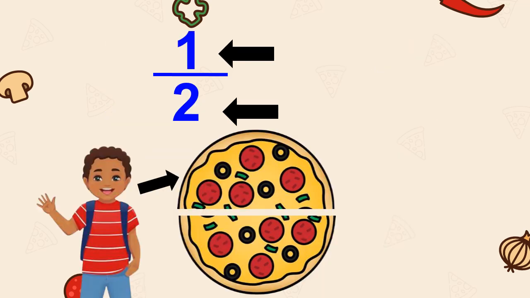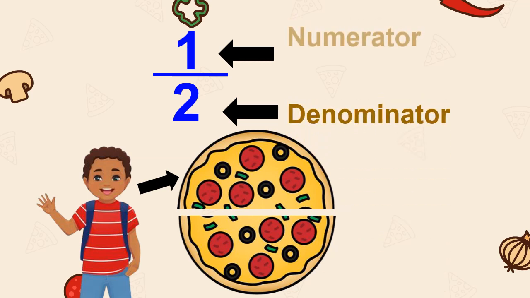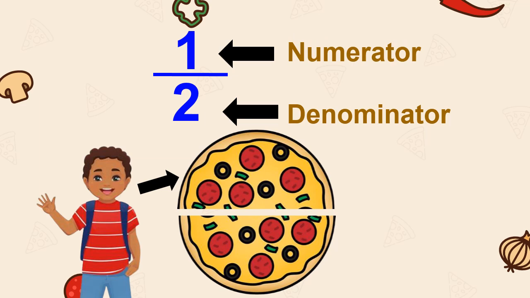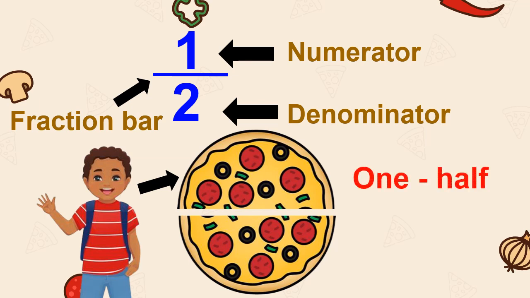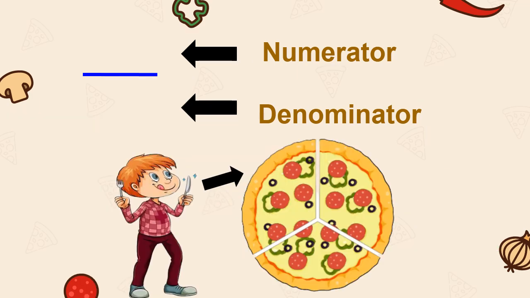The bottom number of a fraction is called the denominator and the top number of a fraction is called the numerator, and the line between the two numbers is called the fraction bar. So we can call this fraction 1 half or we can say 1 over 2. Let's say there is another pizza and this pizza has a total of 3 parts. So the denominator is 3.